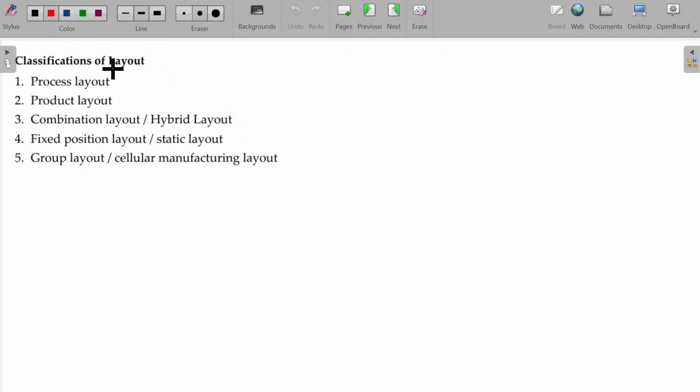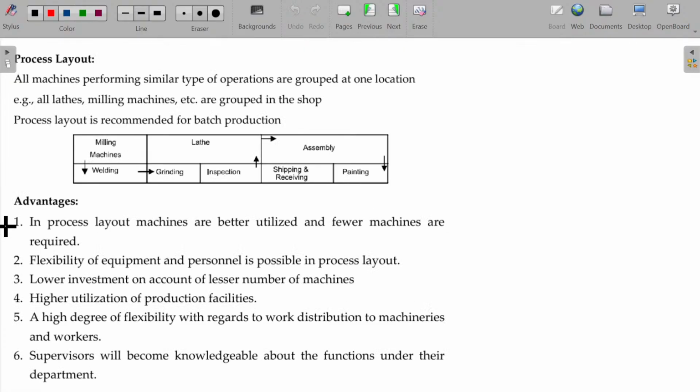So the layouts are having 5 different classifications: process layout, product layout, combination layout, fixed position layout, and group layout. Anyhow, just briefed a small aspects. I now directly go for explaining the illustrations. After that, I'll just go for summarizing this theory part also. With that, layout chapter will be completely over.